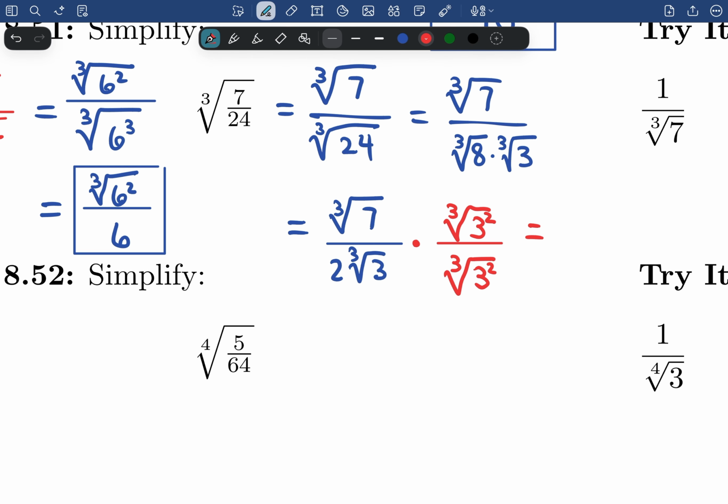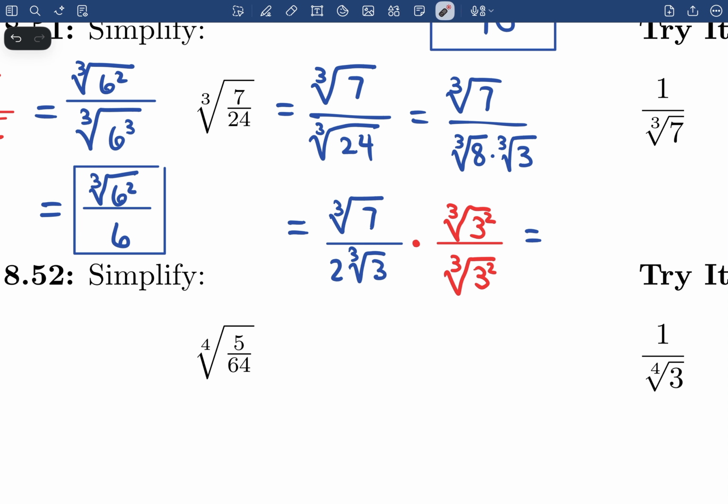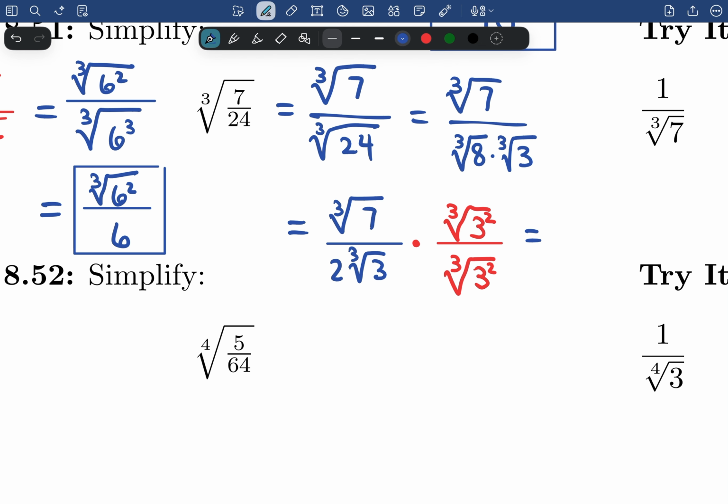that, hey, I've got, on top, the product rule where I can multiply 7 times 9, right? 3 squared is 9, 7 times 9, and I get the cube root of 7 times 9. And that gives me, what, 63? No. 7 times 9, yeah, 63. So it looks like I've got the cube root of 63 on top.